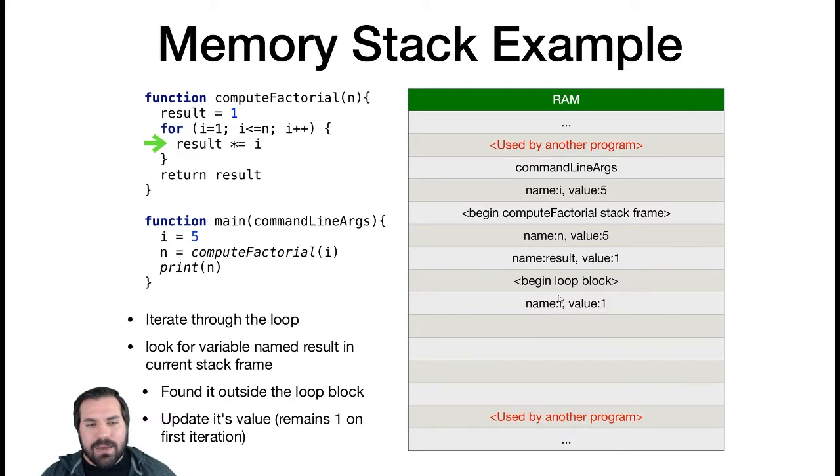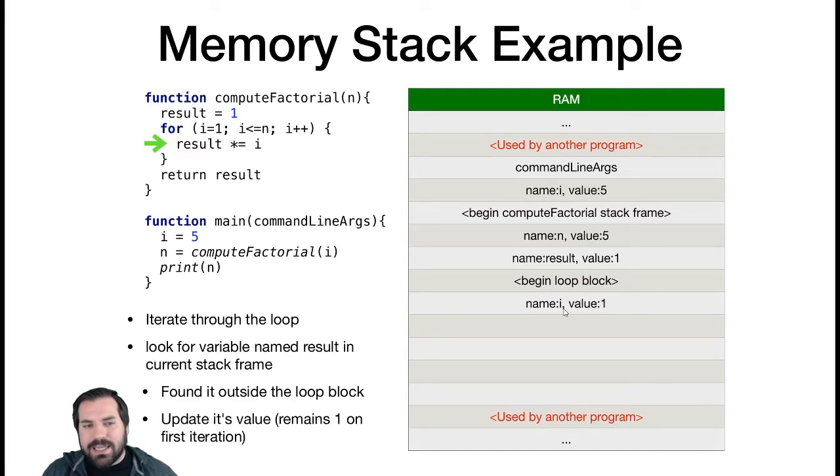So right here, I have a variable named I inside this loop block. I also have a variable named I here in the main block, the main stack frame. But since this is outside of my current stack frame, I can't even see that variable I. That's out of scope. But this variable I, we can see. It's in scope. So we do see that one. There could also be another I out here.